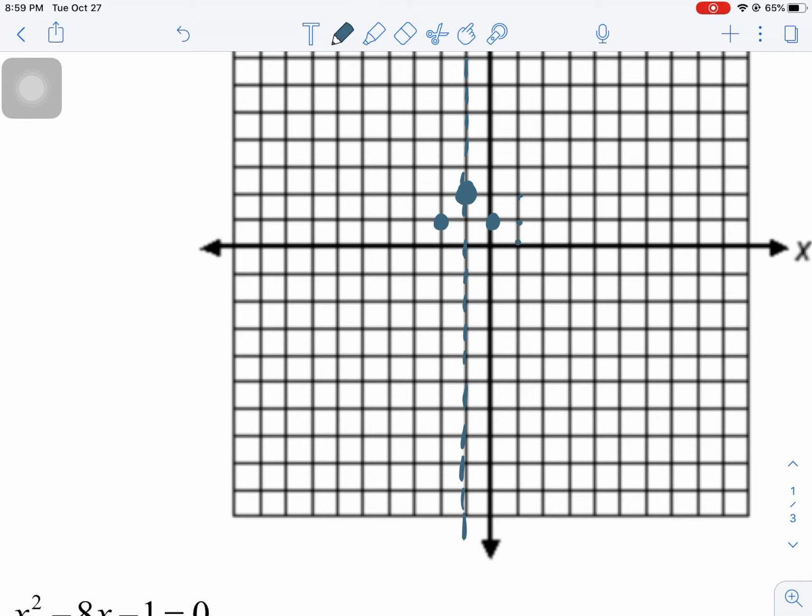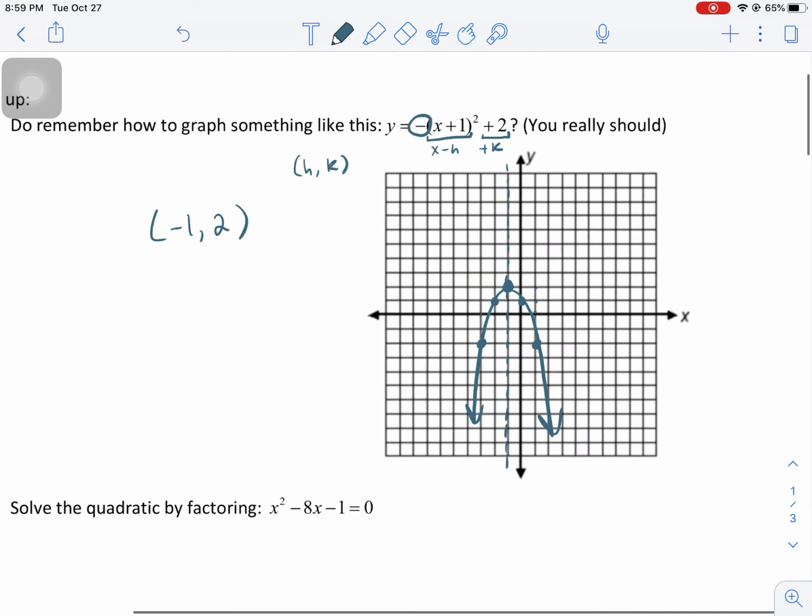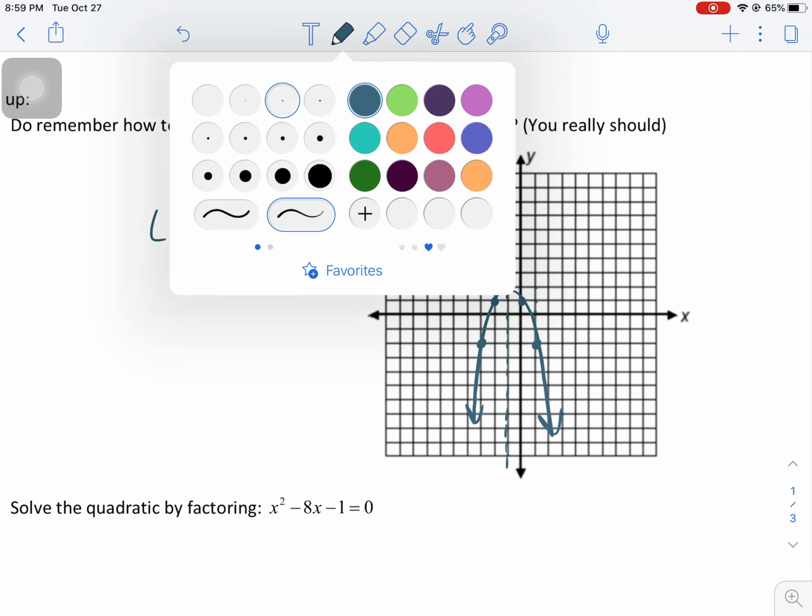So we're going to go right 2, down 1, 2, 3, 4. And we're going to go left 2, down 1, 2, 3, 4. And then there is my 5 points. So now I can graph the quadratic. Okay.